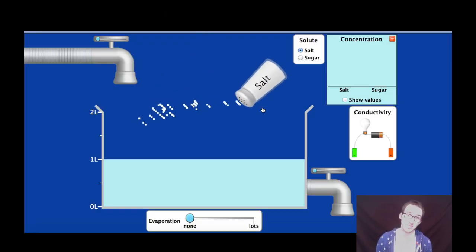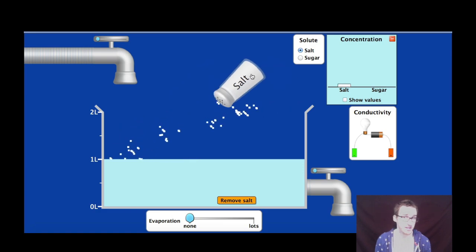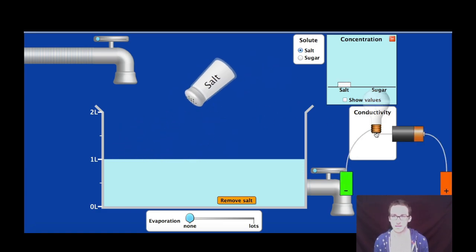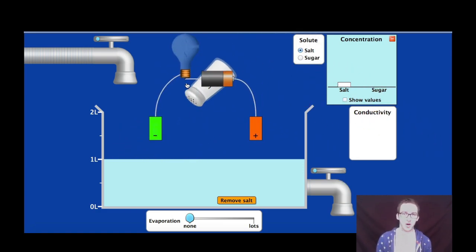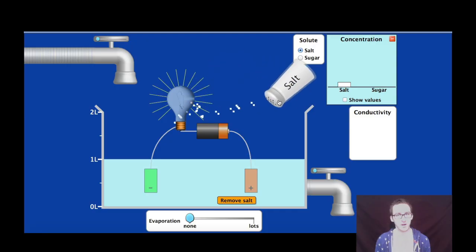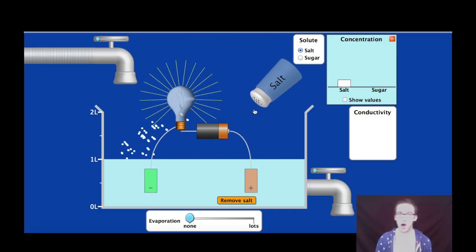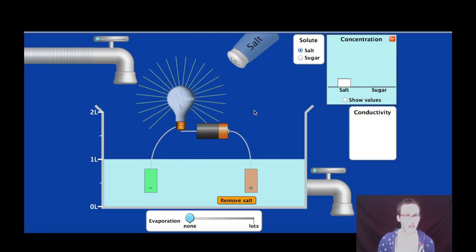So if I shake a bunch of an ionic salt into water, and I take this magical conductivity probe, it will in fact light up. Oh my goodness, it is shining bright. Should get my sunglasses on.